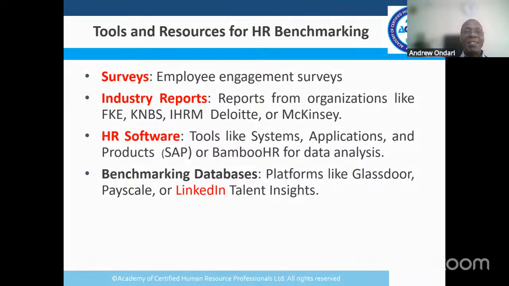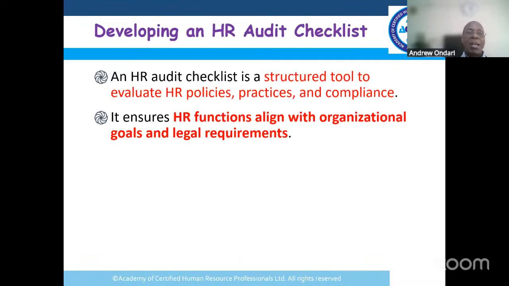Okay, so those are the tools for benchmarking. How do we develop our HR audit?